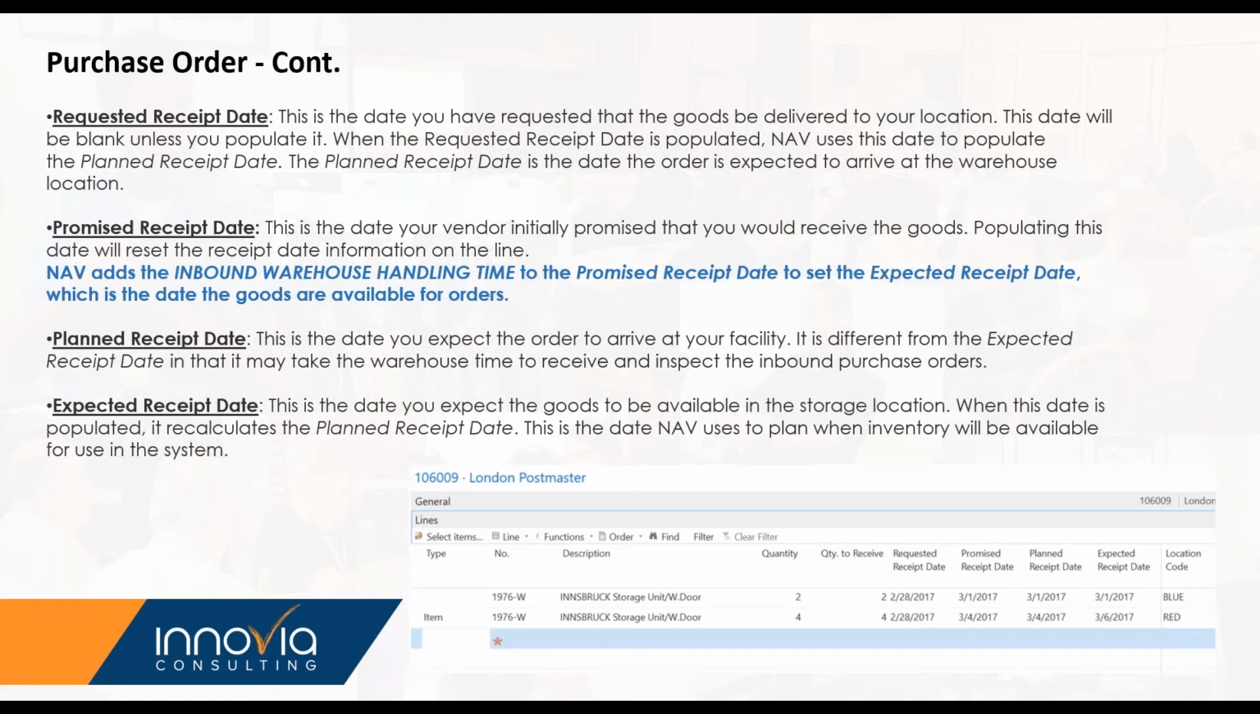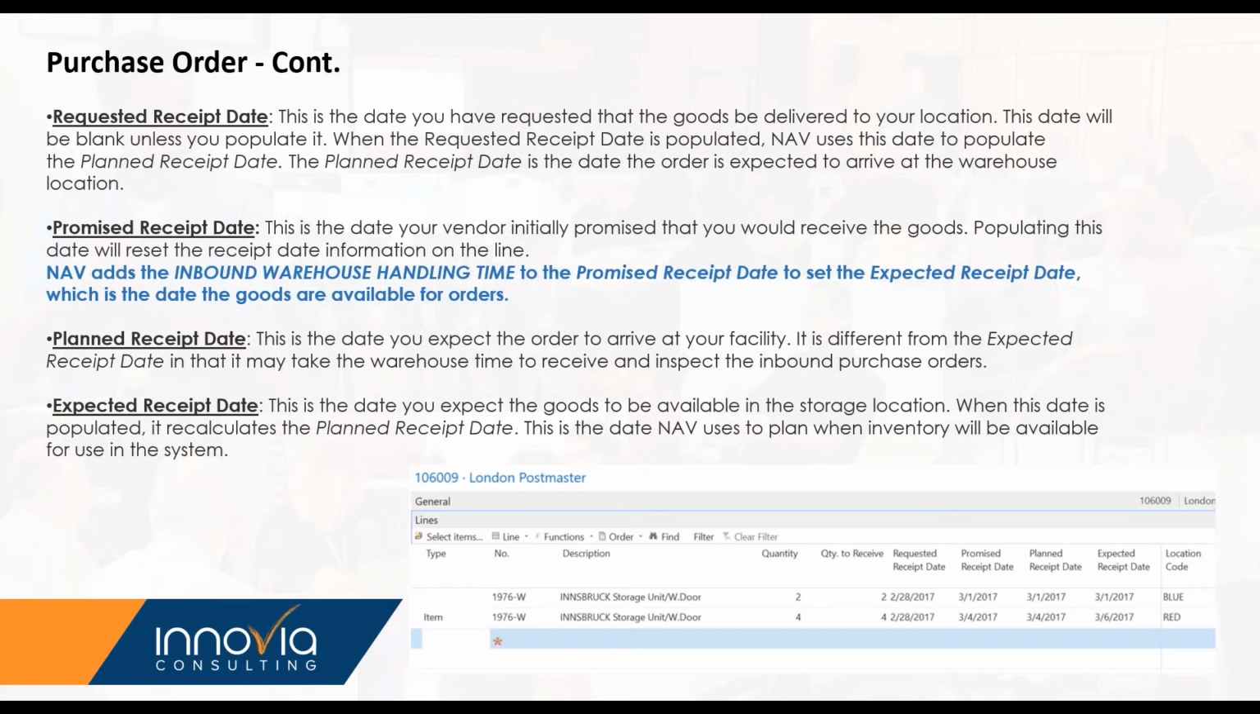You will also notice that we have put in here that you inspect the inbound purchase orders. So a planned receipt date is going to also account for if you need to have something happen in your warehouse to this before it becomes available. So you may have an opportunity to say to your warehouse, hey, if an item comes in, how long does it take you to ultimately get it on the shelf?